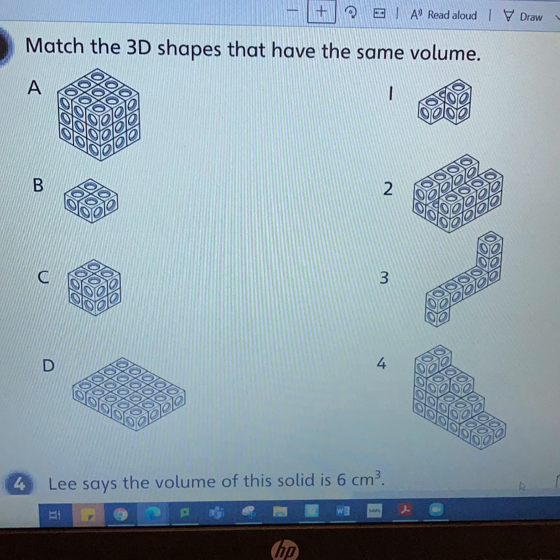Okay then, have a go at number 2. So match the 3D shapes that have the same volume. Pause the video, have a go.